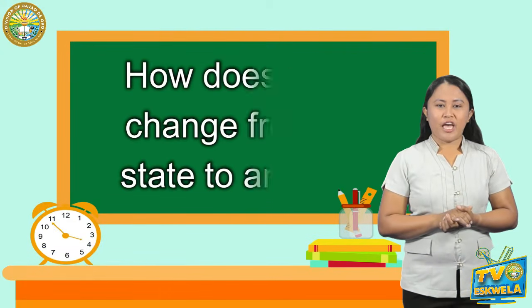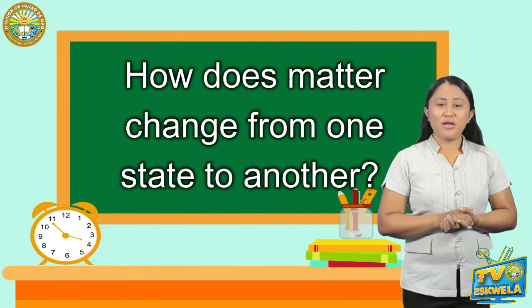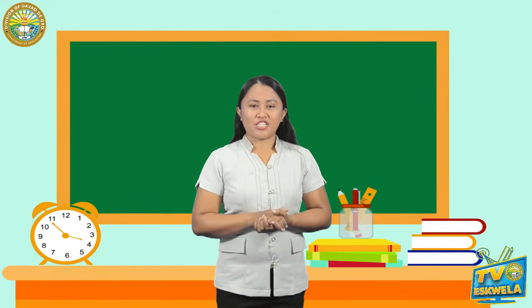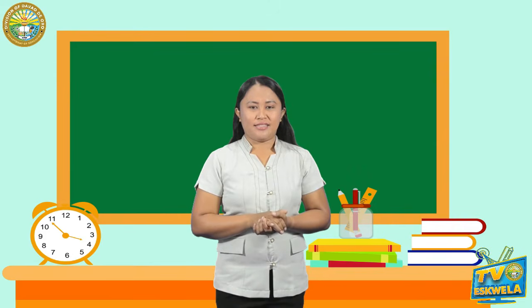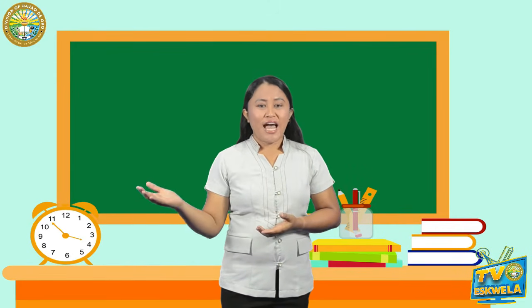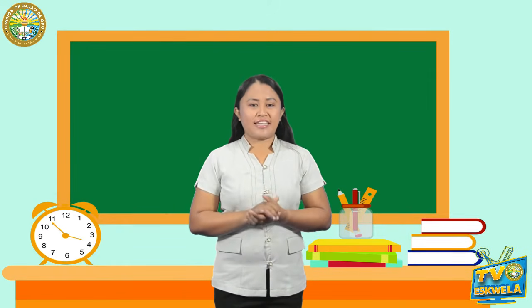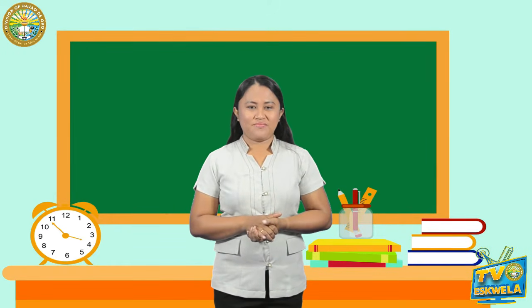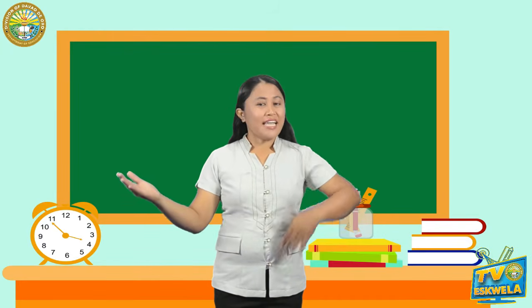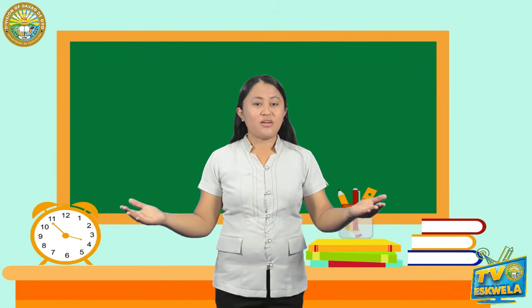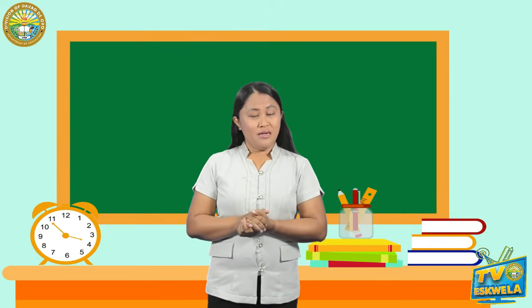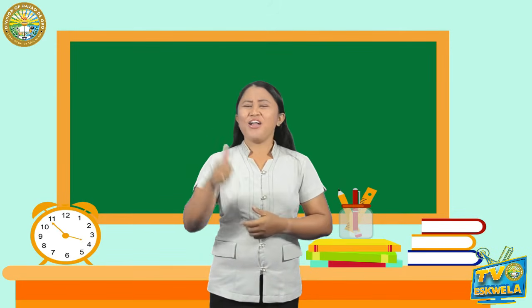How does matter change from one state to another? There are changes that take place in materials. Some solids can change into liquid. Liquids can change into solids. Solids and liquids can change into gases. Children, are you familiar with a thermometer? All right!